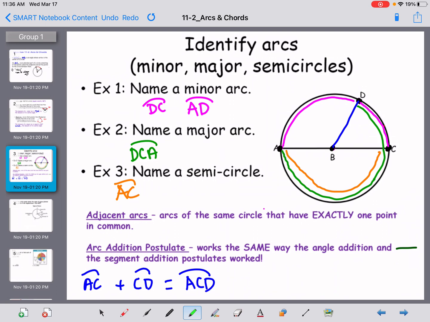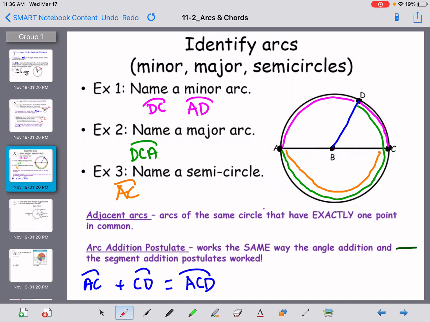So adjacent arcs are arcs on the same circle that have exactly one point in common. So this arc DC would be adjacent to arc CA. So they both have that common point, C. And then the arc addition postulate, it works just like the angle addition postulate and the segment addition postulate worked. Do you remember what those were? We did them a long time ago.